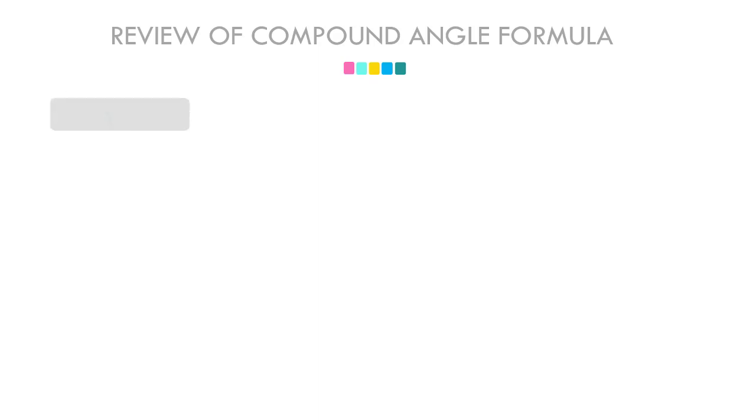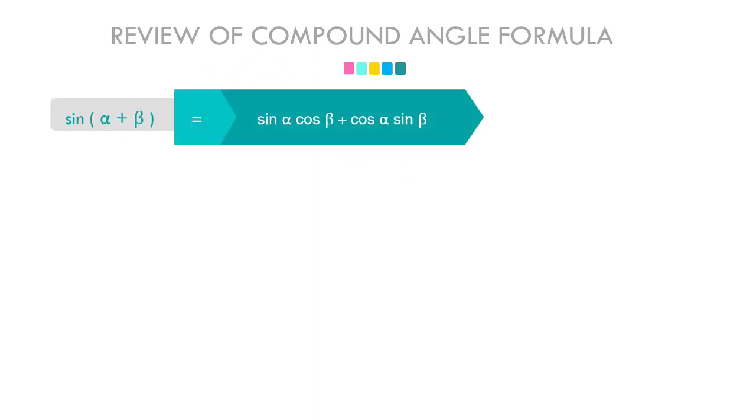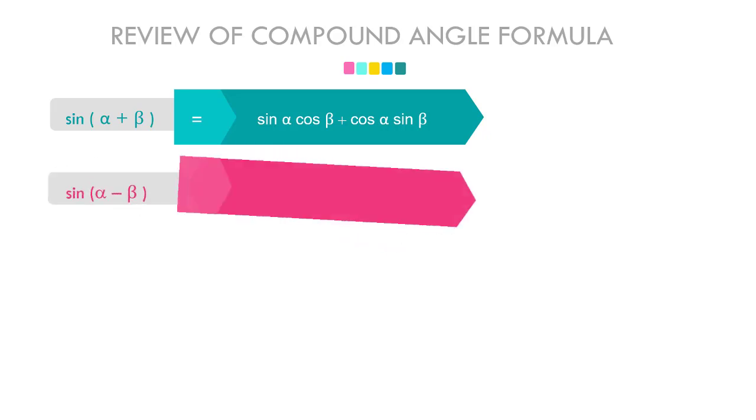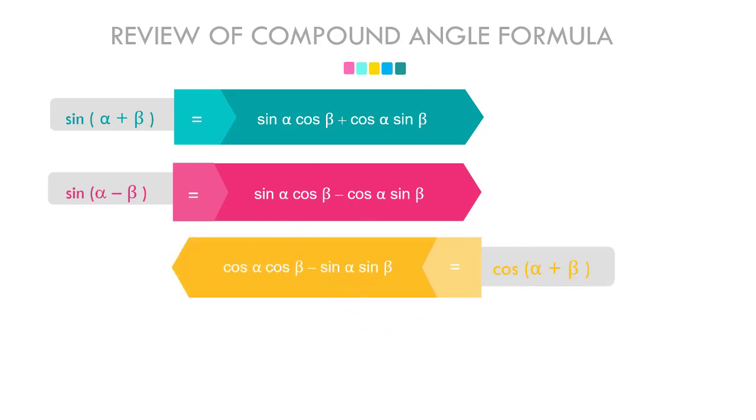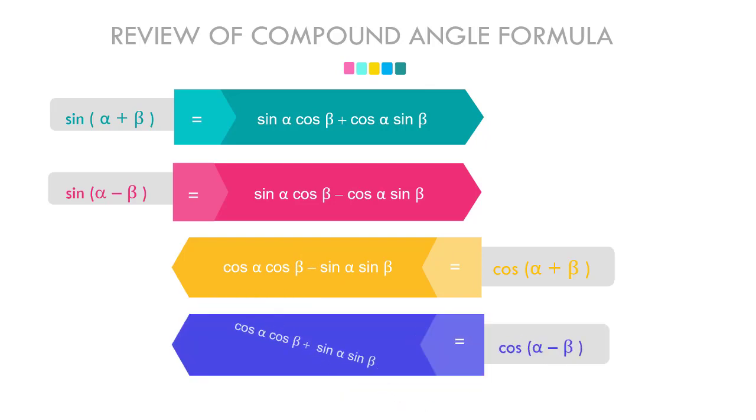The first one is for sine alpha plus beta, which is sine cos plus cosine sine. Sine alpha minus beta, sine cos minus cosine sine. Cos alpha plus beta, cos cos minus sine sine. And cos alpha minus beta is cos cos plus sine sine.